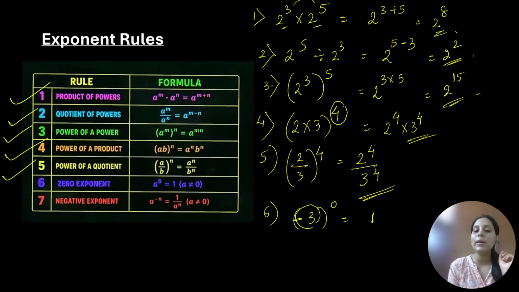No matter the base can be a positive number, a negative number, a fraction, a decimal, anything. But if you just see that the power is 0, the result is always 1. Now, lastly, very, very important, negative exponent. Here the exponent is negative. That means the power is negative. So, for example, I have 4 power minus 2.